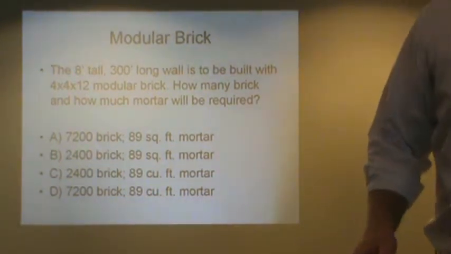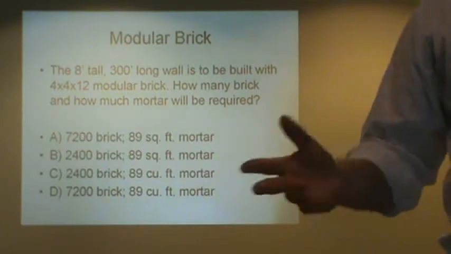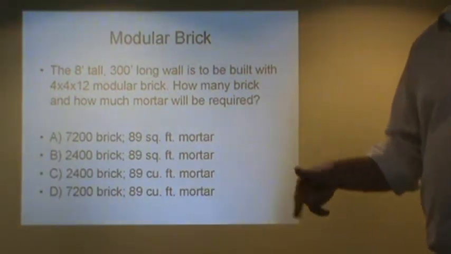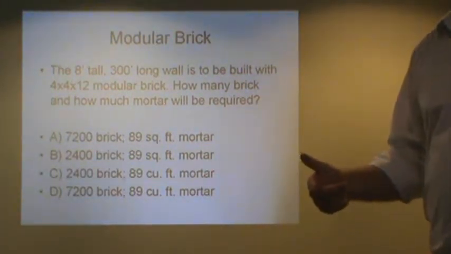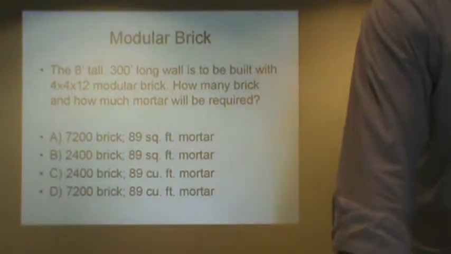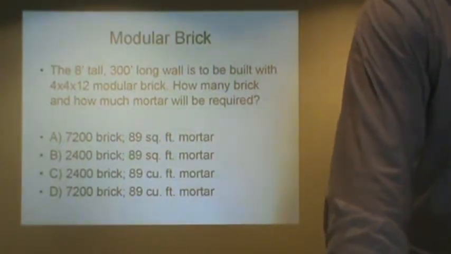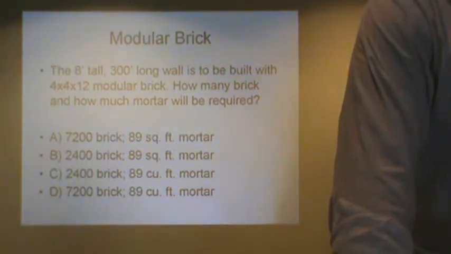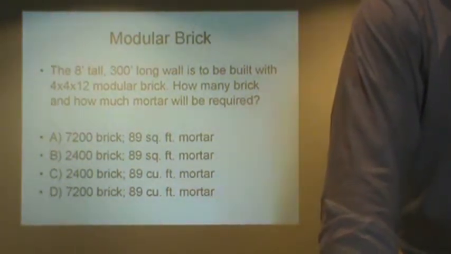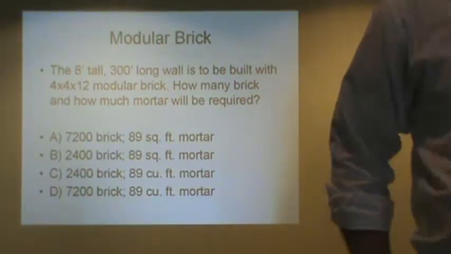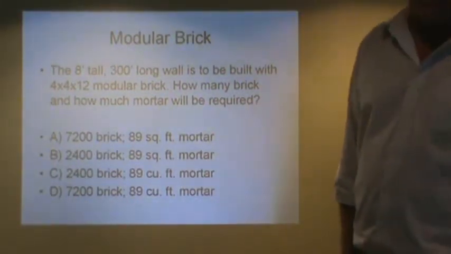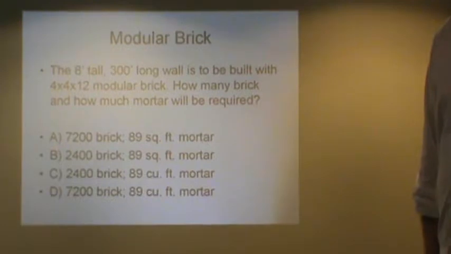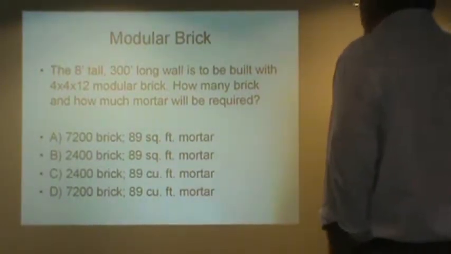The mortar's a little more complicated. I didn't tell you how thick the bed joint is, but I told you earlier, always assume a 3/8 if you're not told. So we assume a 3/8. We go to the middle of the page. It says a 3/8 inch joint with a 4 by 4 by 12 brick is 3.69. Make sure you can find that. Cubic feet of mortar per 100 square feet of wall.